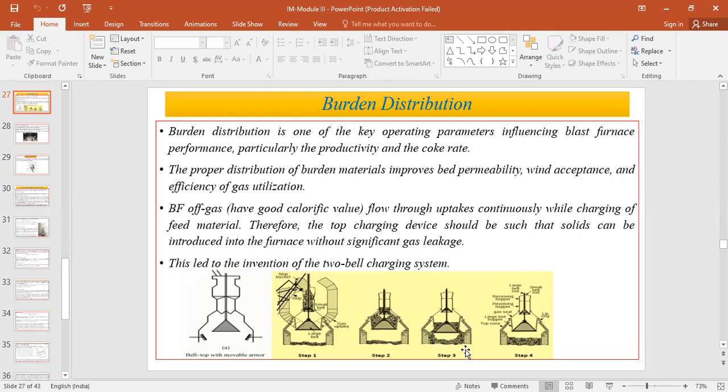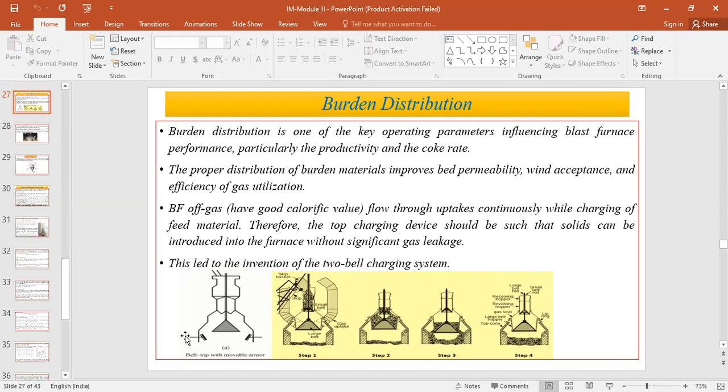And the distribution of these raw material is basically altered by armor plates. Here you can see there are armor plates arranged at the two sides of the blast furnace. So you can push these armor plates front and back so that this movement of these armor plates front and back will allow the raw material to fall from the center to the periphery.